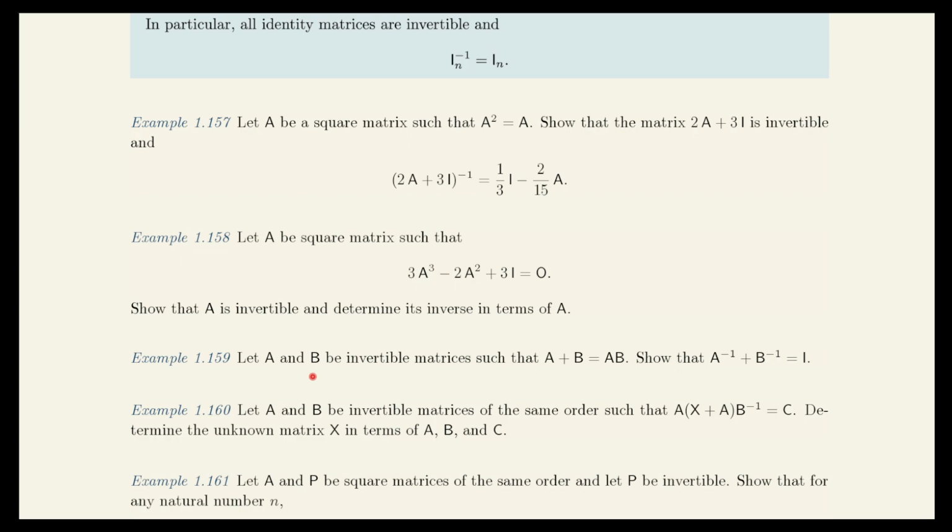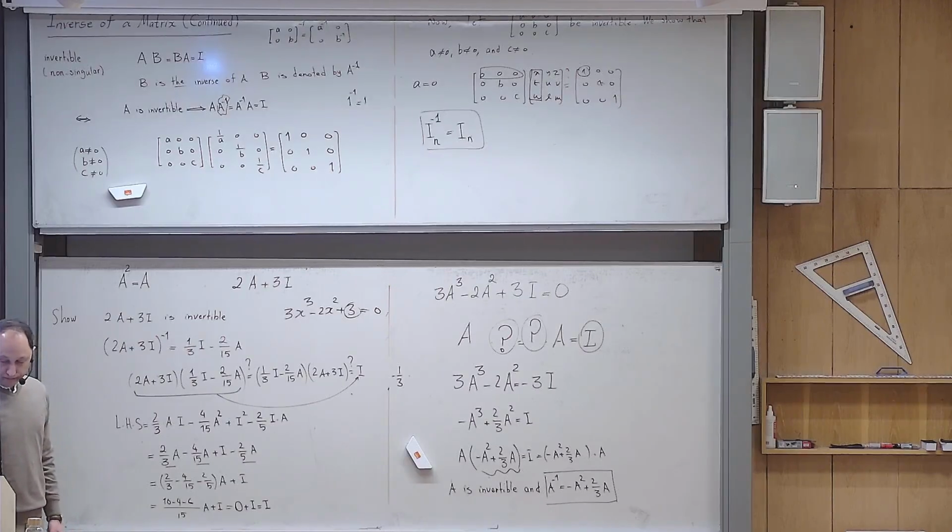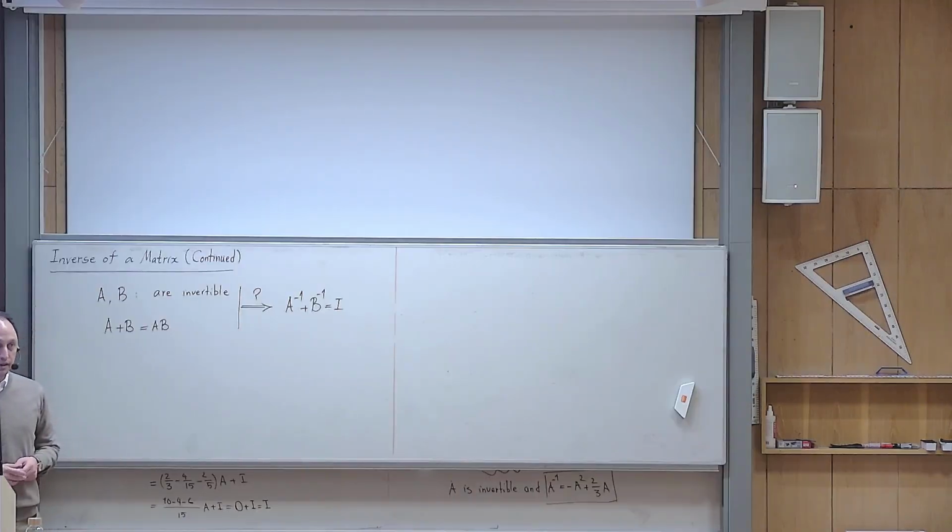So I start with two matrices. In the problem, I guarantee that they are invertible, and they are designed so that A plus B turns out to be equal to A times B. We want to show that under these conditions, the inverse of A, whose existence is guaranteed by the problem itself, plus the inverse of B becomes the identity matrix. That's also a very simple problem. I just want to wait for you a little bit. Okay, any idea?